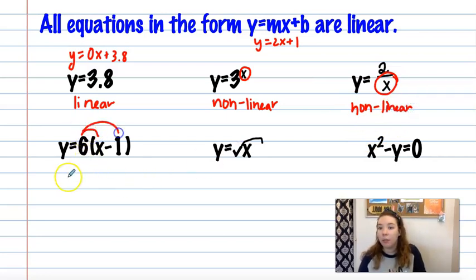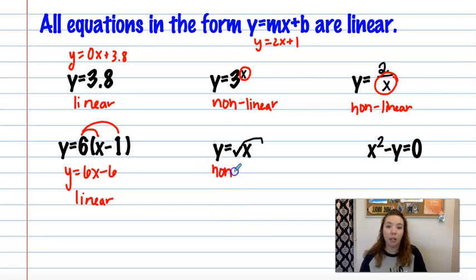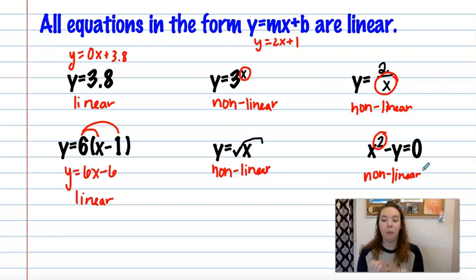Here, let's go ahead and distribute. I would have y equals 6x minus 6. That's the same type of form. So it is linear. Square root of x, also not allowed to happen. So this is nonlinear. This exponent of 2 on my x, not allowed. This is also nonlinear.